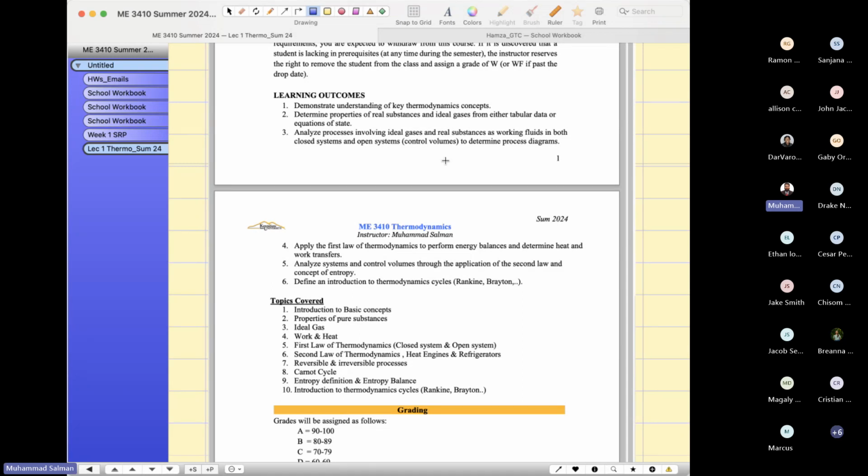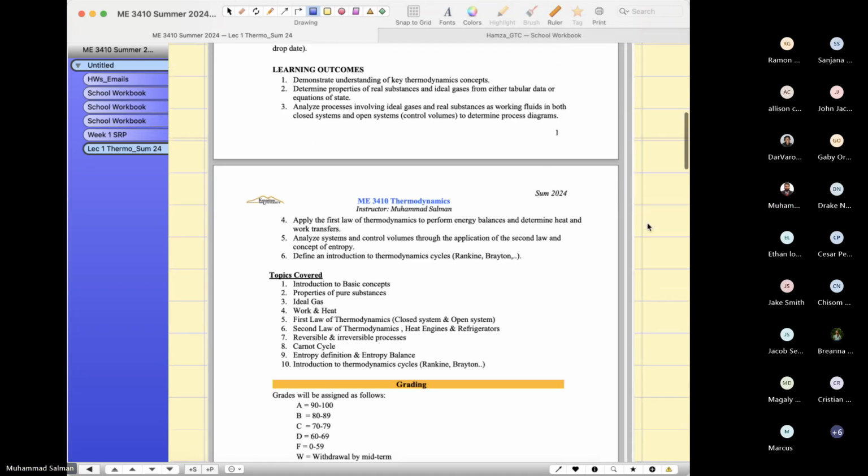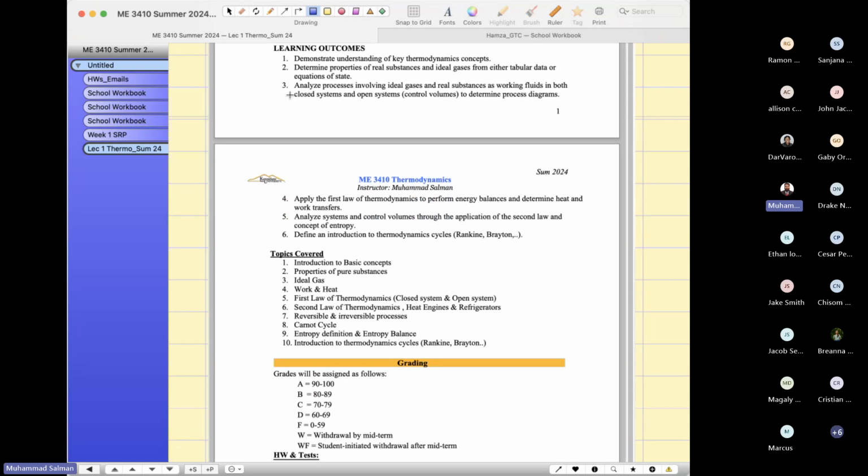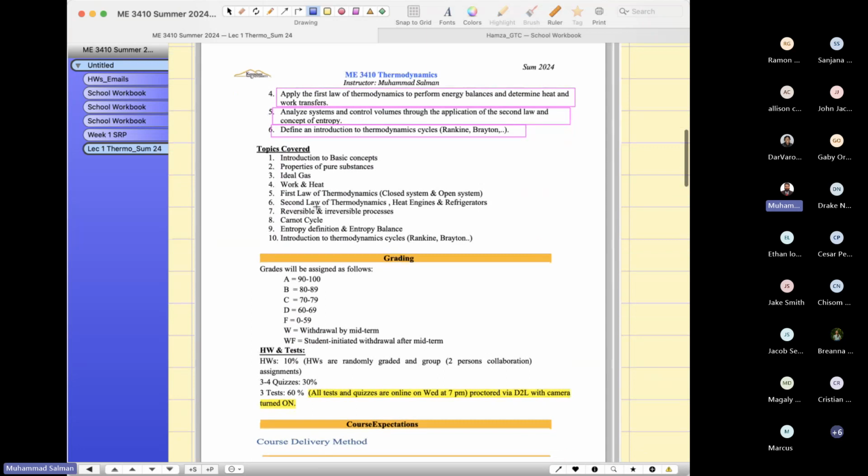You will be analyzing processes involving ideal gas and working fluid in closed systems. I will explain what closed systems and open systems are in detail in chapter 2. Then the first law of thermodynamics, which is the law of conservation of energy principle, and control volume. Second law, the concept of entropy, and an introduction to thermodynamic cycles. Okay, so these are the topics which we'll be covering.